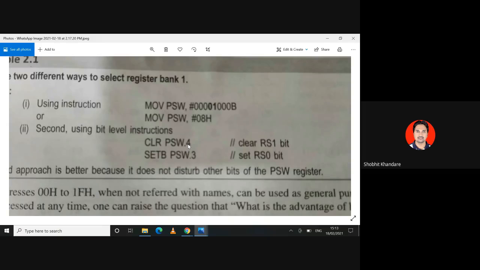PSW.4, this bit, bit 4, I need it to be 0, so use the instruction CLR. But which bit to clear? PSW.4. And which do I need to set? PSW.3. For that there is an instruction SETB. So SETB PSW.3 will set the RS0 bit. CLR PSW.4 will clear the RS1 bit.